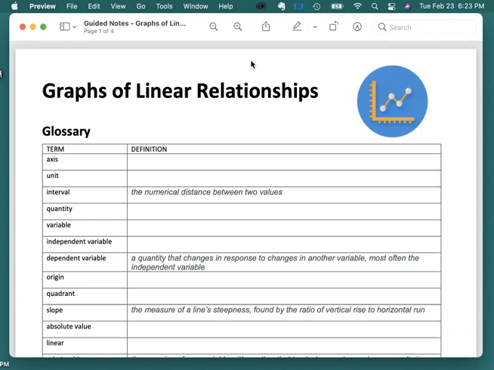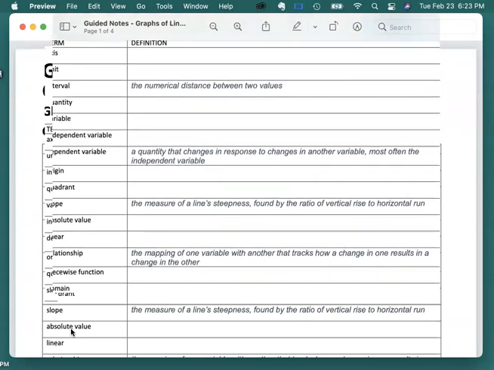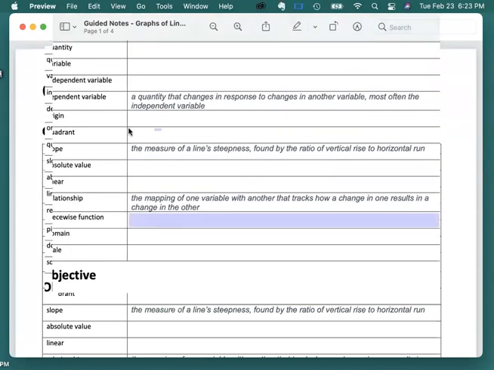This is Algebra 1A, Unit 1, Graphs of Linear Relationships. I'm going to go over a few things on the guided notes from this unit. They do have all sorts of vocabulary, and there's a glossary in the class, so you can fill that out on your own.